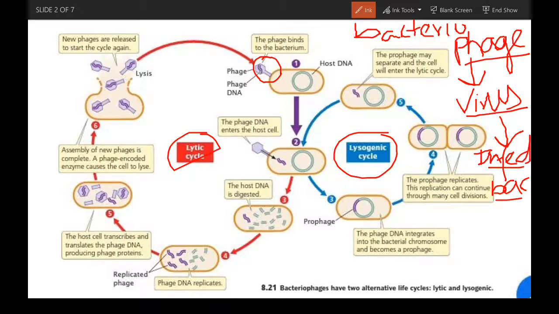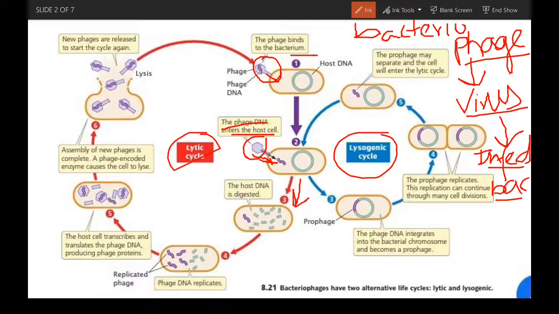So the phage with phage DNA comes and binds to the bacterium. Then what happens? The phage DNA enters the host cell. The phage has a protein coat, so the protein coat stays outside while the DNA is transferred inside the bacterial cell.